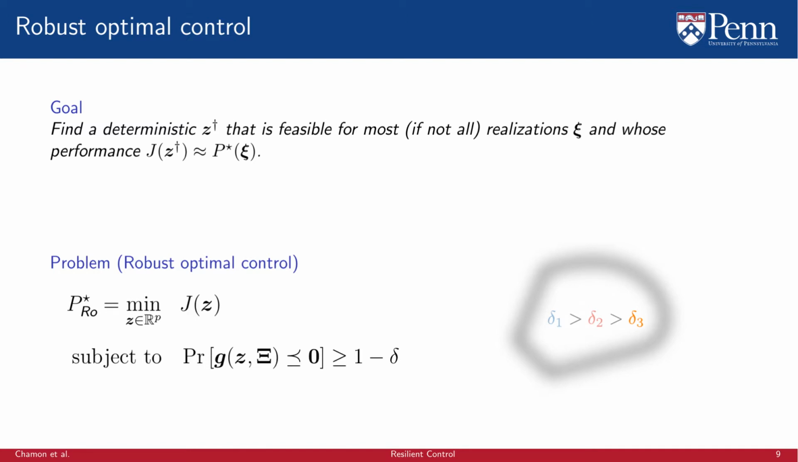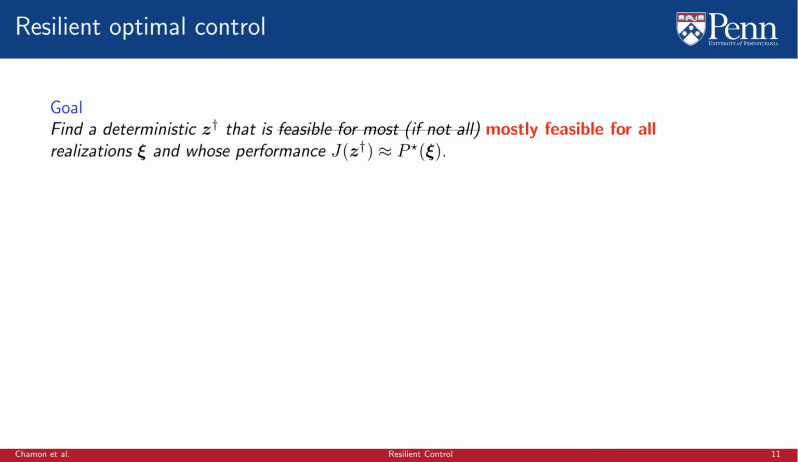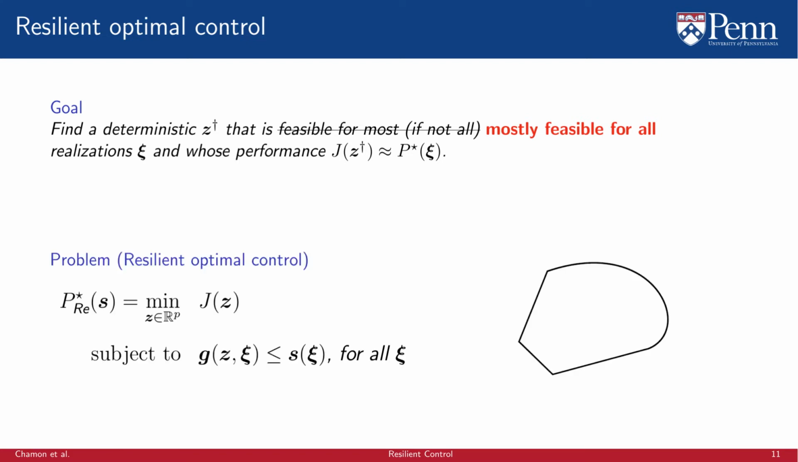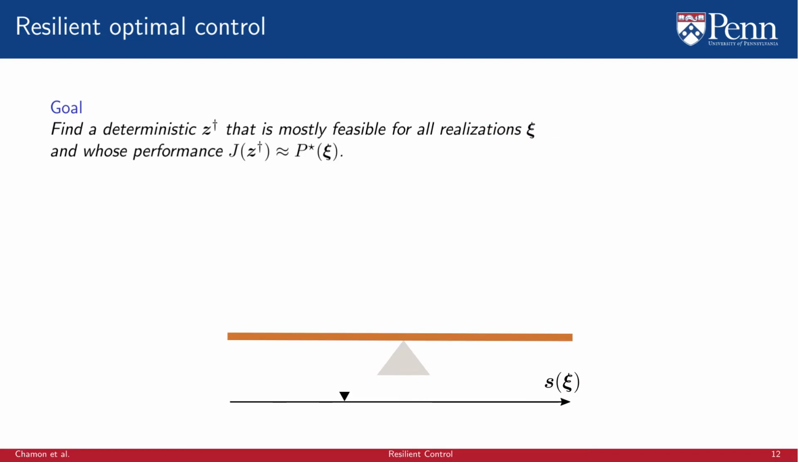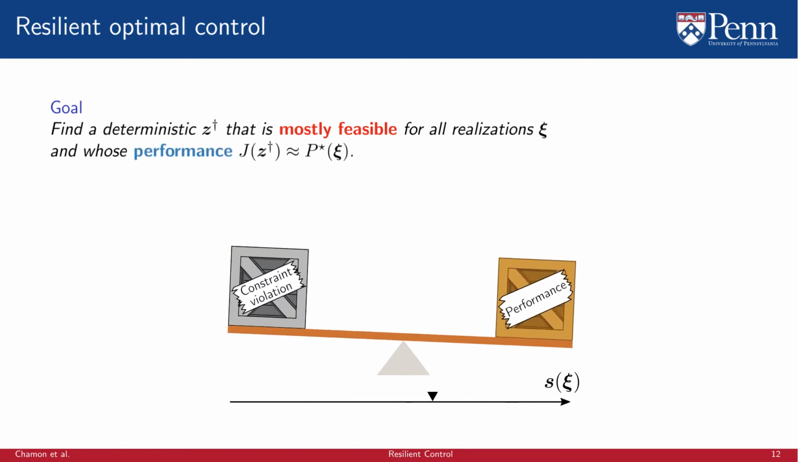Now, resilience takes a different approach. Rather than trying to be feasible for most realizations, it seeks to be mostly feasible for all realizations. So the resilient formulation modifies the feasibility set to accommodate each disturbance. Great idea, but how? Clearly, there are choices of the relaxation S that lead to behavior that is not at all useful. The key idea here is that resilience needs to achieve two conflicting goals. The first is to mostly satisfy the original specifications, which implies that S should be small. The second is to improve the performance, which implies that S should be large so as to increase the feasibility set.